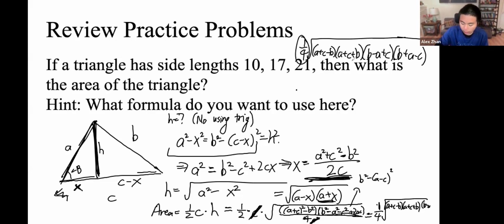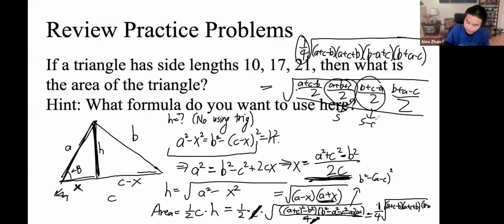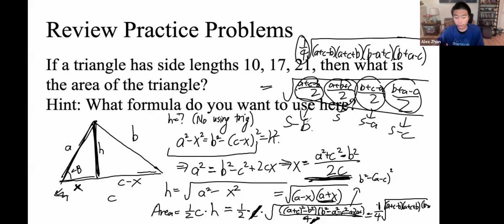Then if we just move that 1/4 back in, we get a plus c minus b over 2, a plus b plus c over 2, b plus c minus a over 2, b plus a minus c over 2. And yeah, this actually perfectly matches Heron's formula, right? Because this is equal to s, this is s minus a, this is s minus c, and that is s minus b. So this is also another way to prove Heron's formula if you don't yet know trig.